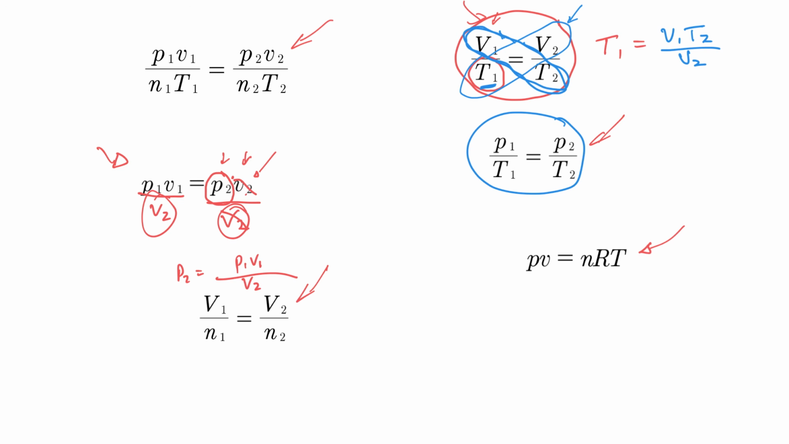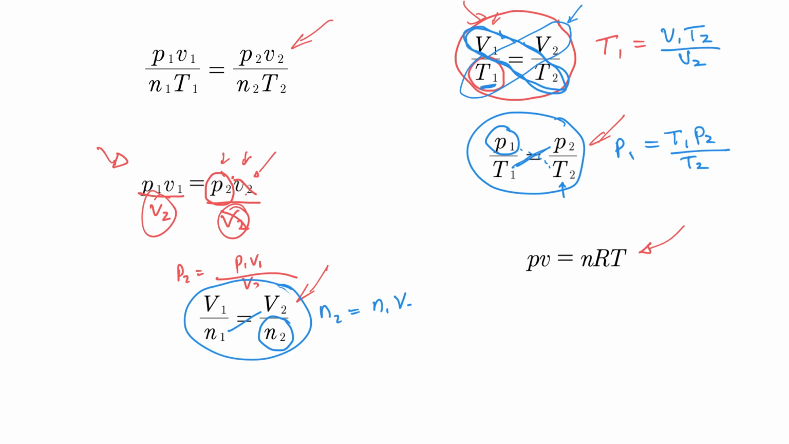Let's try this one. Let's solve for P1 this time. So P1 is equal to, here's the other cross, T1 times P2 divided by the thing that's across from what I'm looking for, T2. How about this one? Let's solve for V2. Oh no, let's solve for a different one. Let's do one on the bottom. Let's solve for N2. So N2 is equal to this cross here, N1 times V2 divided by the other number, V1.